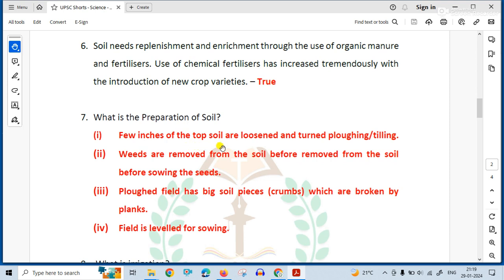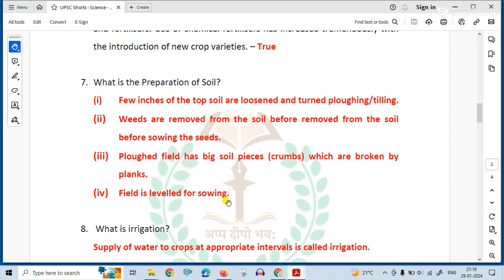A few inches of the topsoil are loosened and turned, plowing and tilling. Weeds are removed from the soil before sowing the seeds. Plowed field has big soil pieces, crumbs, which are broken by planks. Field is leveled for sowing.